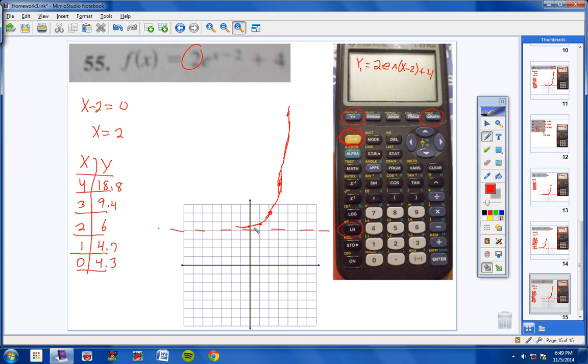Not the best curve in the world, but hopefully you guys get the idea, okay? Getting closer and closer to the asymptote, but never crossing it, okay?